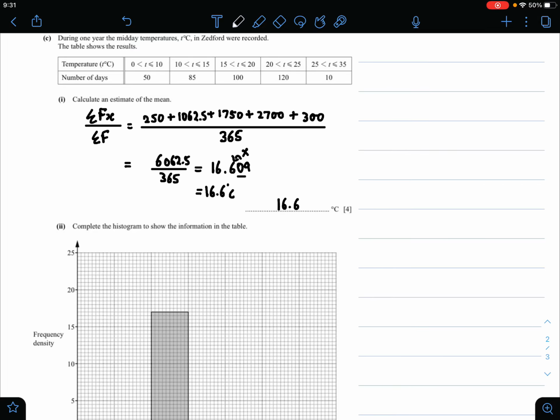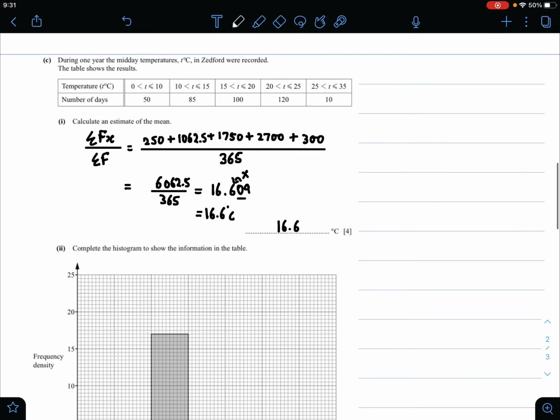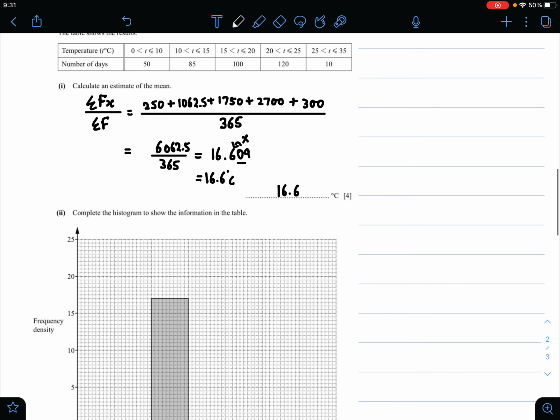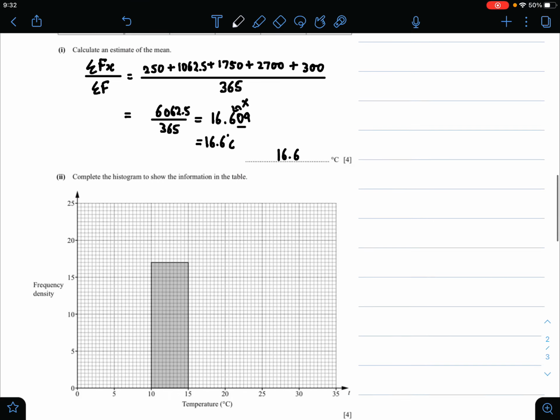Now let's move to part C2. So for part C2, they are asking us to complete the histogram to show the information in the table. So all we need to do is, with the class width, we need to first find the frequency density. So to find the frequency density, we have to use the formula that is the frequency divided by the class width. So the frequency in the first case, which is 50, divided by the class width, which is 10. So the frequency density would be 5.